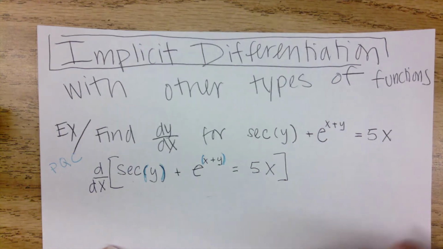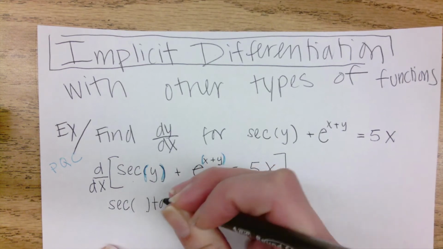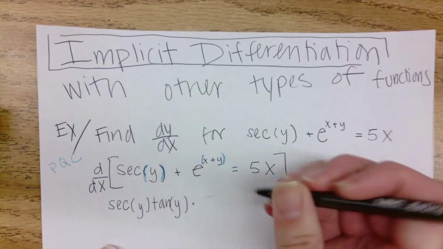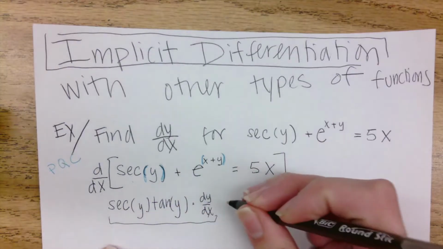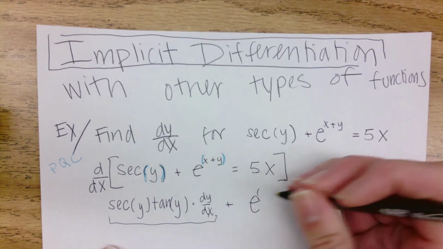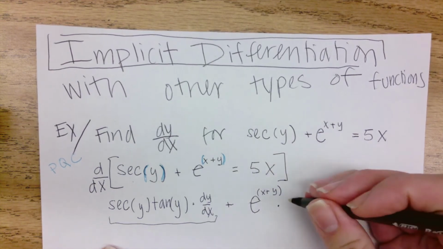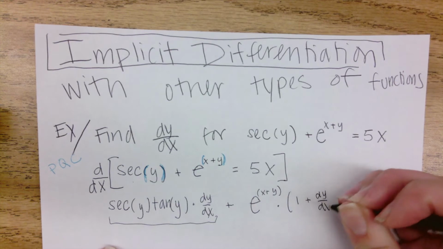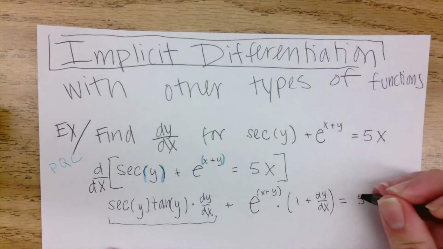The derivative rule for the secant function is secant tangent, the inside y stays the same, times the derivative of y, dy/dx. This is all going to be one term. Plus the derivative rule for the exponential function is the function stays the same, e to the power of x plus y, times the derivative of the exponent. In this case, the derivative of the exponent is 1 plus dy/dx. All of this equals the derivative of 5x, which is 5.